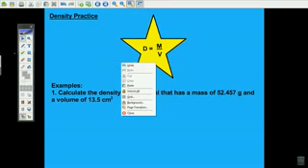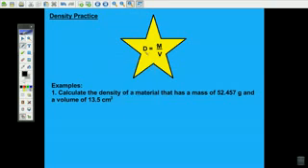Alright, this is the equation for density. Density is mass divided by volume. So let's go through some examples. We want to calculate the density of a material that has a mass of 52.457 grams and a volume of 13.5 centimeters cubed.